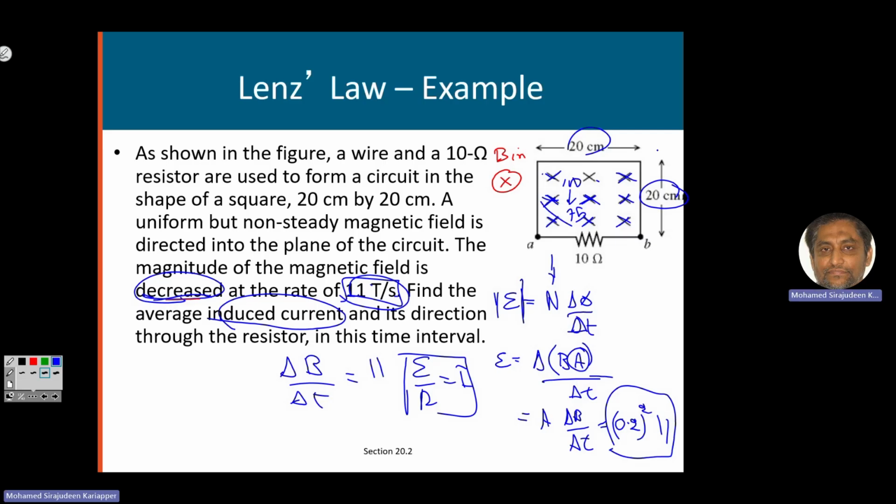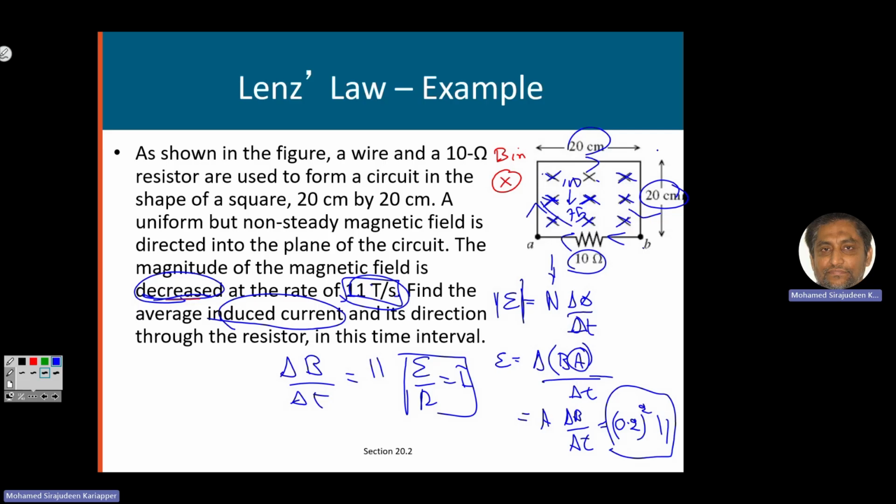So if we want it to be in, what should be the direction? Clockwise. Right? If you want the induced magnetic field to be in, I should send a current clockwise. So through the 10 ohm resistor, it will be going B to A. Yeah.